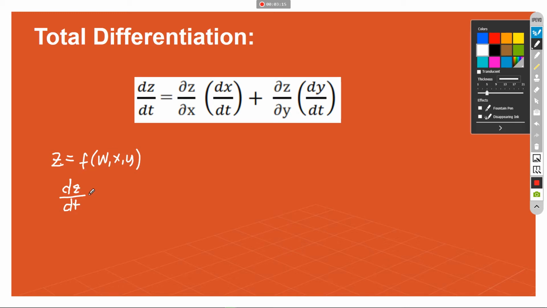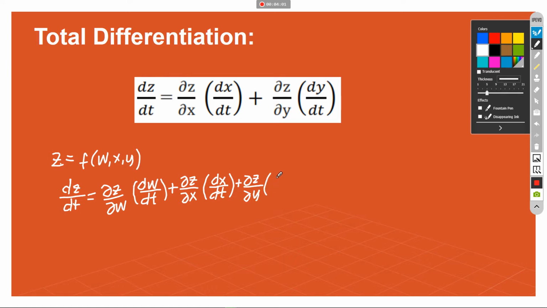Equals partial derivative ng c with respect sa first variable w times the total derivative ng w with respect sa t. Okay, so susundan nyo lang yung pattern na yan. Partial derivative ng c with respect sa x naman times its total derivative. Okay, and last, partial derivative still ng c with respect sa y times the total derivative of y. So, ganun yung magiging pattern niya. So, hindi naman kailangan i-memorize.